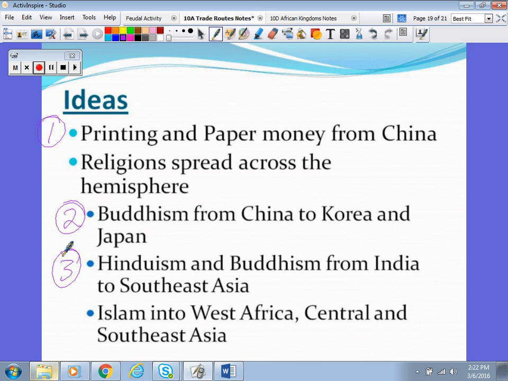And then Islam is going to spread into West Africa, Central and Southeast Asia. You already knew about Central and Southeast Asia. West Africa is going to pick up Islam on that gold for salt trade. The gold's going to go to North Africa, which is predominantly Muslim, and then you're going to have Muslim traders taking salt back to West Africa, and with them goes their religion. And that is how religions are going to spread throughout the hemisphere during this unit.